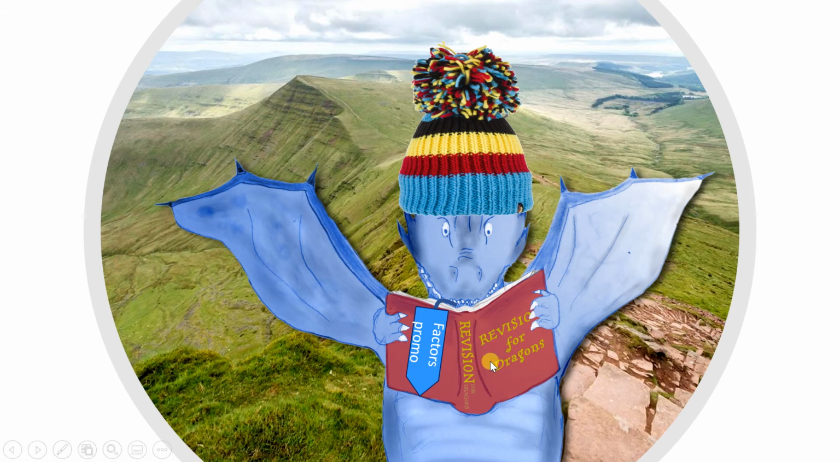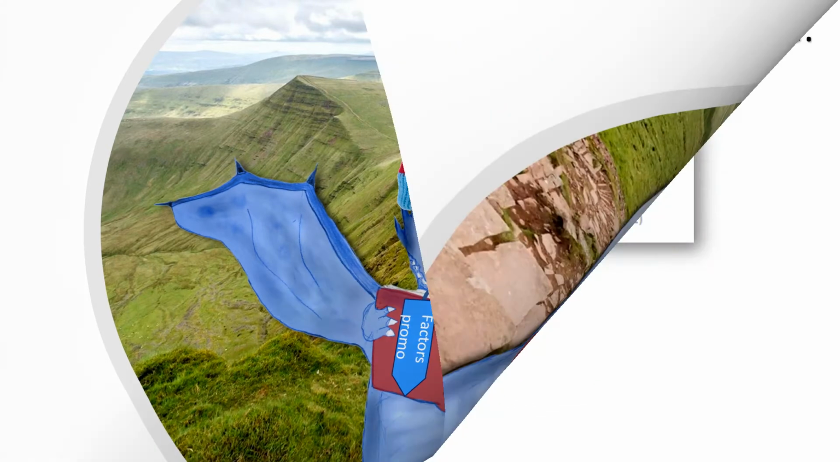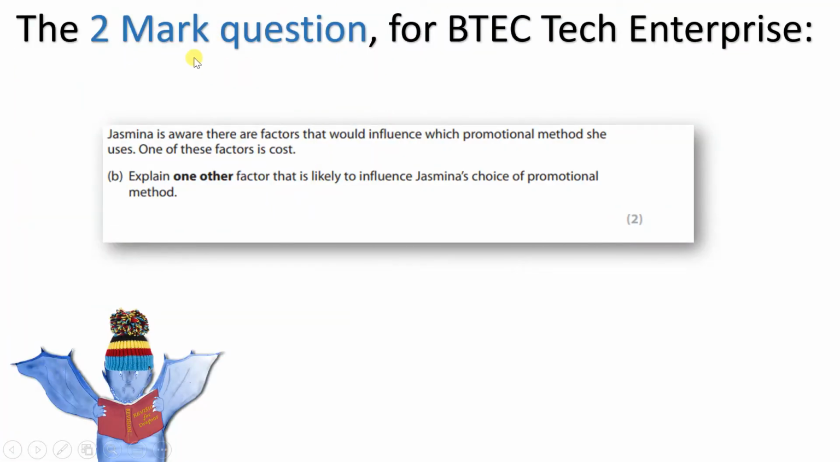A revision question for you on factors which affect promotional decisions. The 2-mark question. Jasmina is aware there are factors that would influence which promotional method she uses. One of these factors is cost. Explain one other factor that is likely to influence Jasmina's choice of promotional method. And this is 2 points.